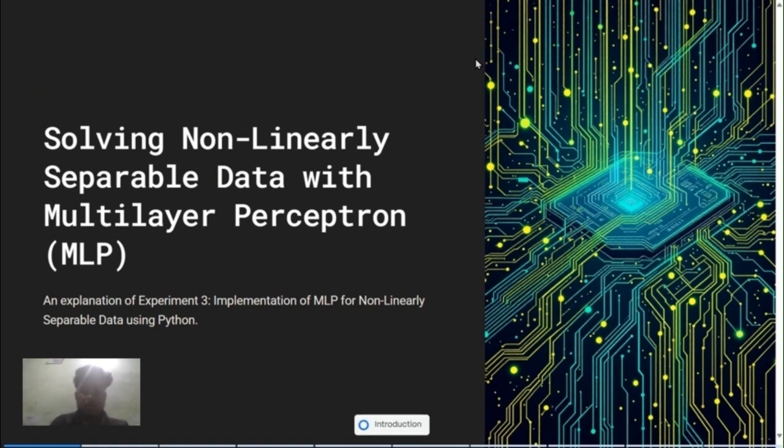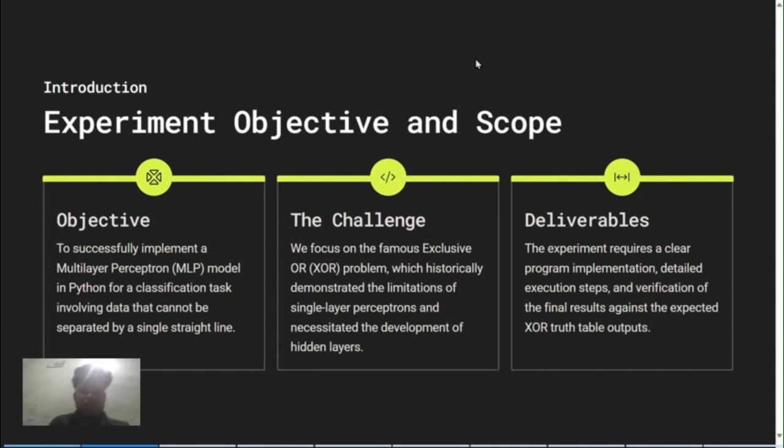Let's see about the introduction. In the introduction, we have the experiment objective and scope. Let's see the objective we need to implement and the challenges we are facing. We focus on the famous XOR problem, exclusive OR, which historically demonstrated the limitations of the single layer perceptron. The experiment requires a clear program implementation and detailed execution.